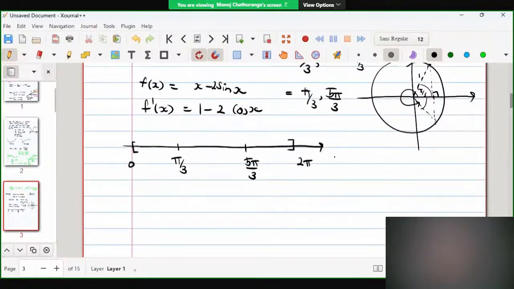At 0, f of 0 is 0. F of pi by 3, let's compute that. That's pi by 3 minus 2 sine pi by 3. Sine 60 is square root 3 divided by 2. So this is pi by 3 minus square root 3.